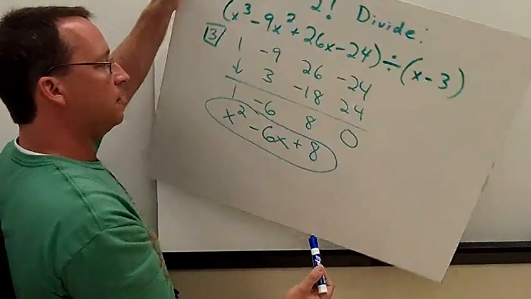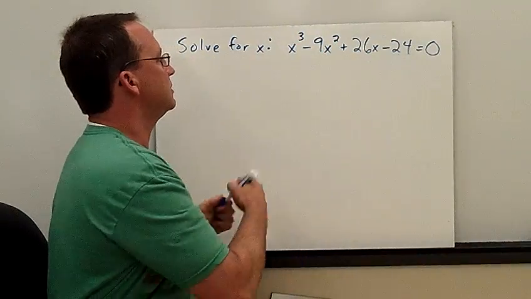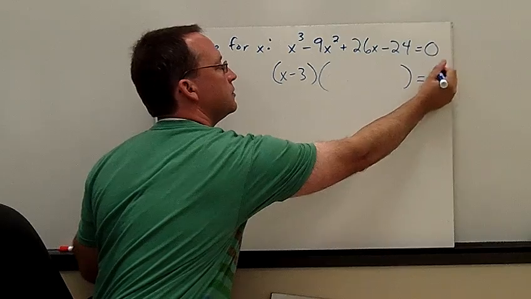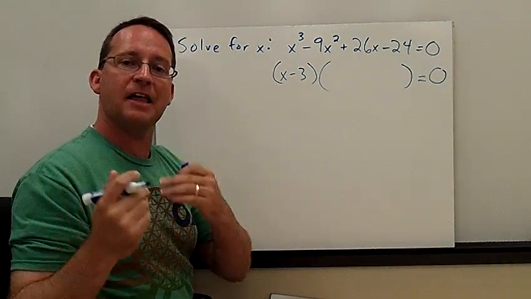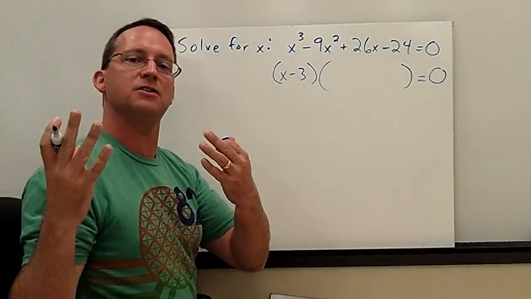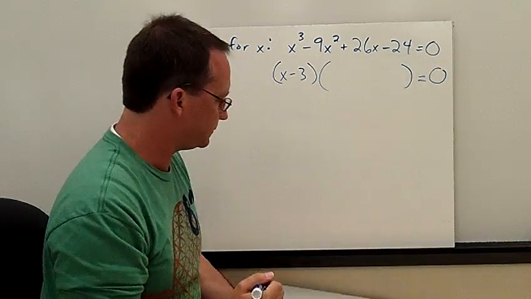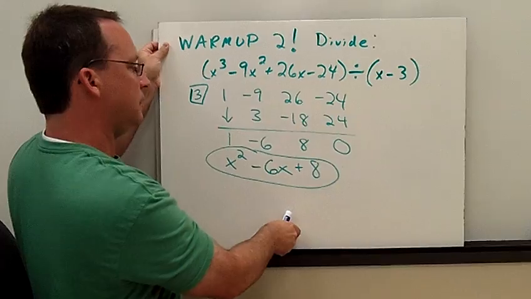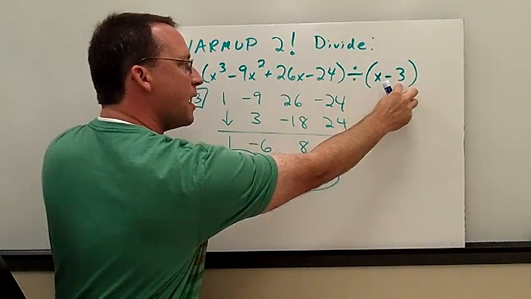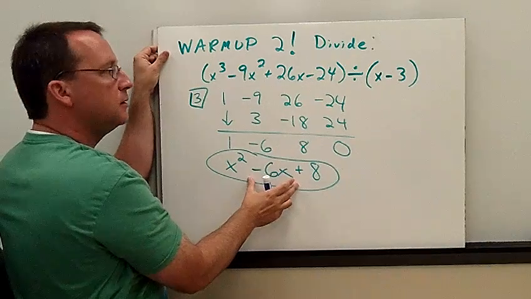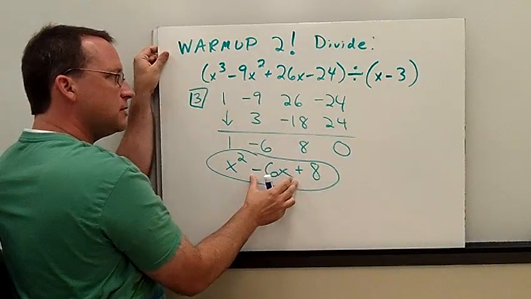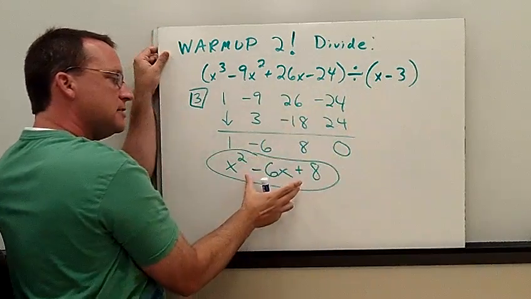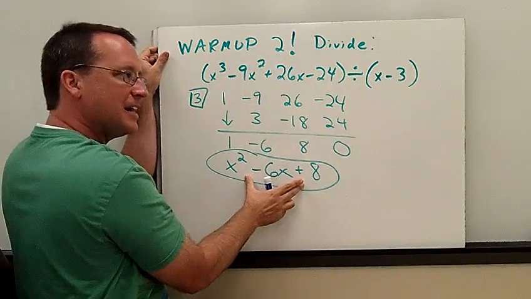We know that you can break this down into x minus 3 times something else. Just like we factored out an x in that first warm-up, we can actually factor out an x minus 3 here because we happen to know that that's a factor. Now, what goes with that factor is our solution when we divide it. We said that this divided by x minus 3 gives me this. Well, that means x minus 3 times this would give me the original expression. So I could break this down into x minus 3 times this x squared minus 6x plus 8.